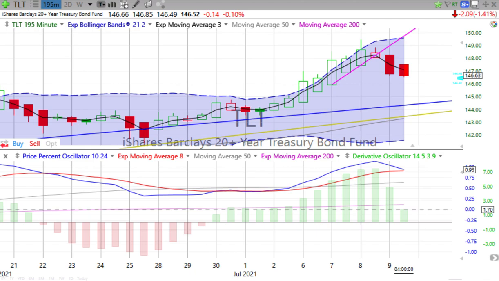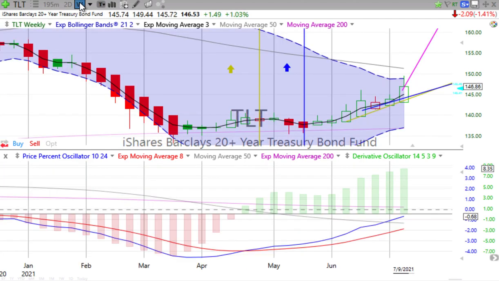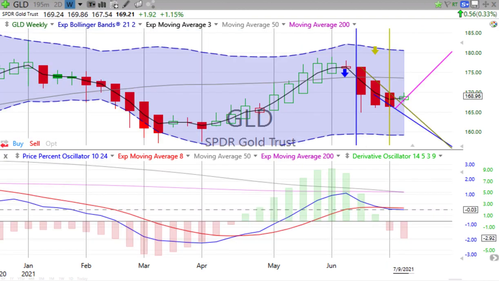That is where we are on bonds. Bonds, again, still have that energy moving it up, but it was a big down day for bonds. What about gold? Gold up 0.33%.